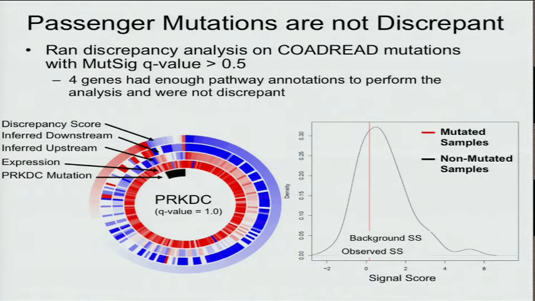So the next thing I wanted to do was show that my approach was both sensitive as well as specific. And in order to do this, I ran on a set of potential passenger mutations from colorectal cancer.